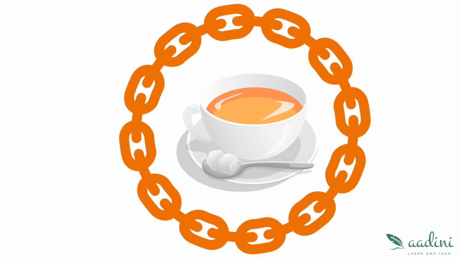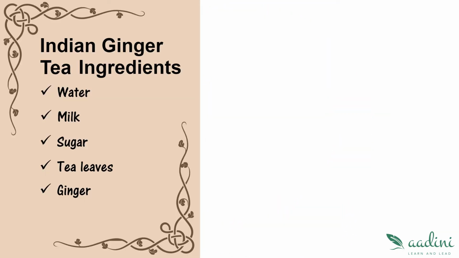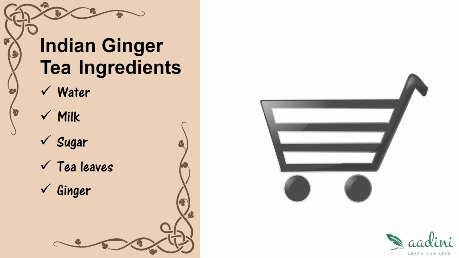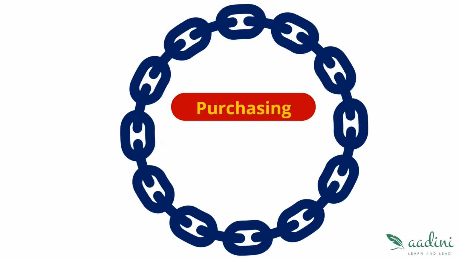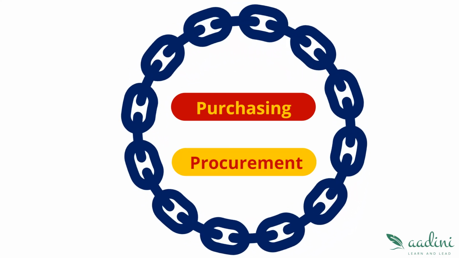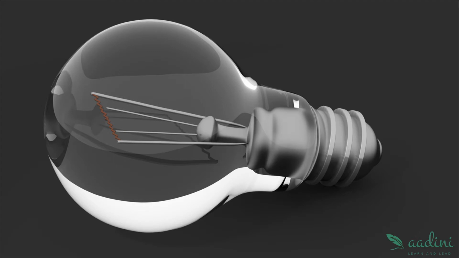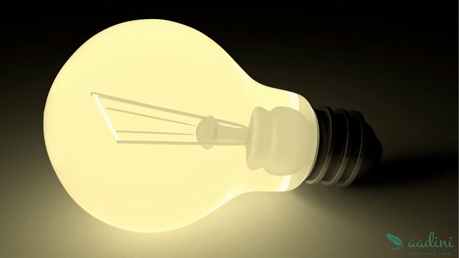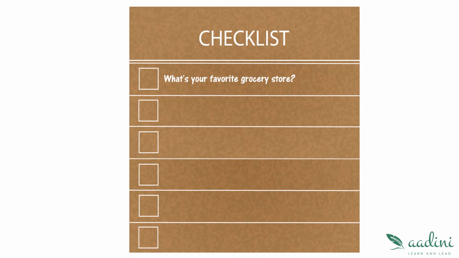Through the supply chain management perspective, the journey of a product starts with purchasing the ingredients or raw materials. Specifically in supply chain terms, this process of purchasing is called procurement. But before purchasing the ingredients required for preparing tea, you may need to consider the following points, like, what is your favorite grocery store? Why do you like them? Do they have all the ingredients you are going to need to prepare tea in their store?